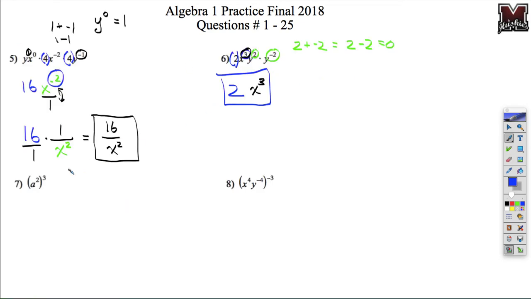So coming back here, just a straight on use of this rule, it's going to be a to the 2 times 3. It's not to the power of 3. Some people might make this mistake of saying it's 8.